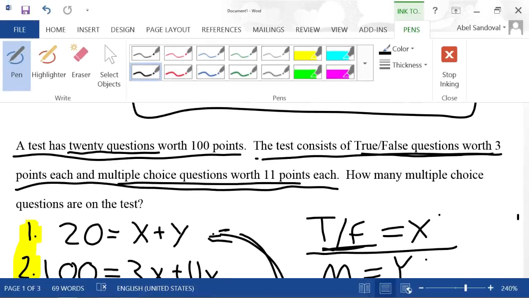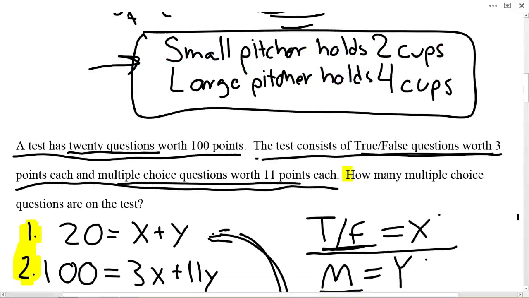Remember, the question is asking us something very specific. It's asking us how many multiple choice questions are on the test. So think about it like that. It's not asking how many true and false questions there are. Our answer is not going to include, you're not going to write down, well, there's 15 true and false questions and there's 5 multiple choice questions. I mean, that's right, the whole thing is right, but that's not what the question's asking you. It's just asking you only how many multiple choice questions are there. Only multiple choice questions. So that's all you need to know, you guys.